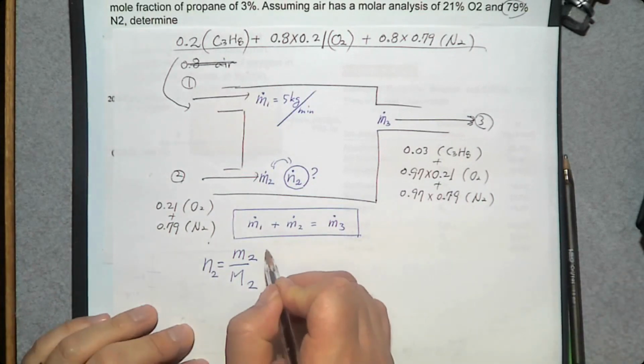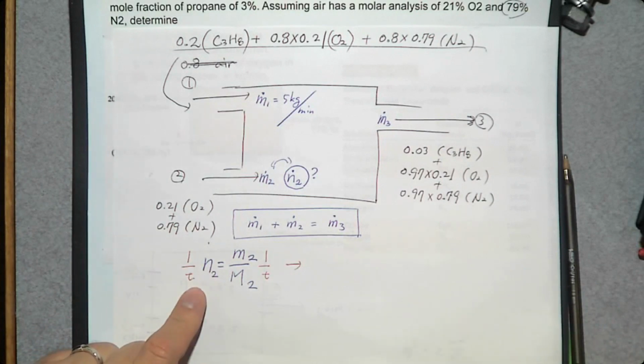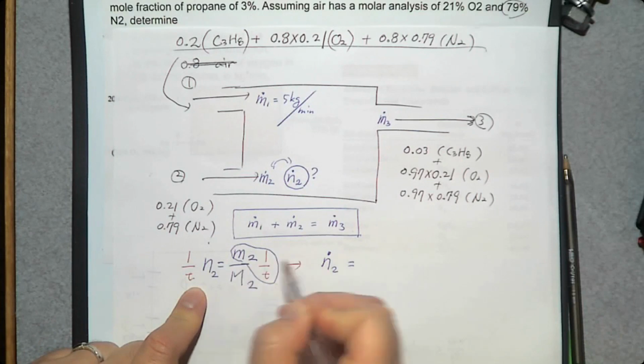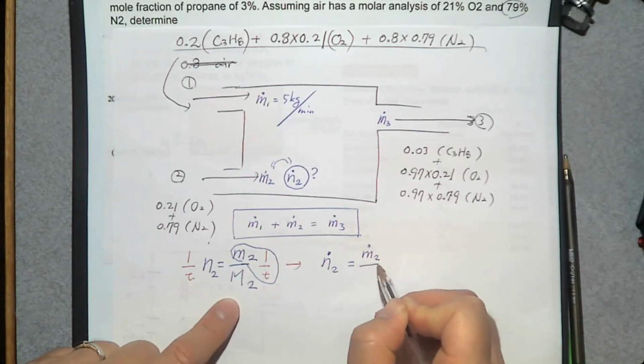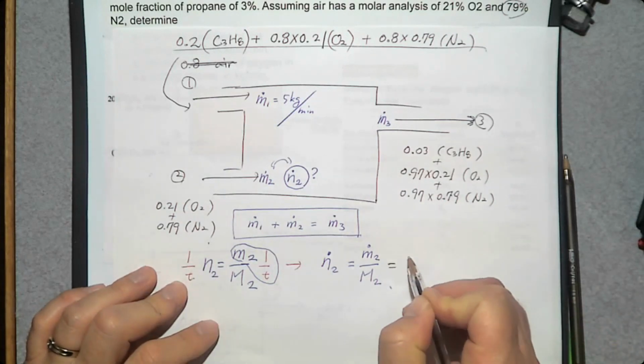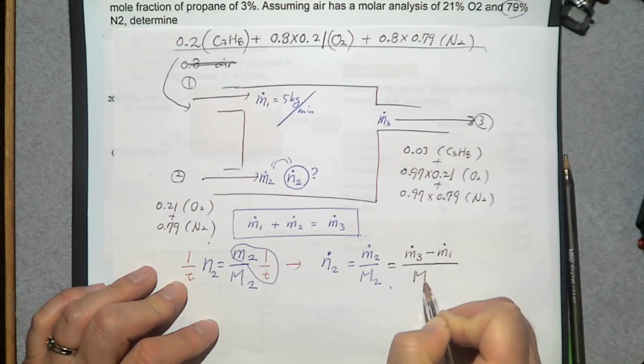If you divide each term by time, then what do you get? N over t, the number of moles over time, is the molar flow rate, N dot number two. What is M2 over time? Mass flow rate, M dot number two, divided by molecular weight. M dot number two is M dot number three minus M dot number one. Can we say? Yes. So this one is going to be M dot number three minus M dot number one divided by the molecular weight at the inlet number two.